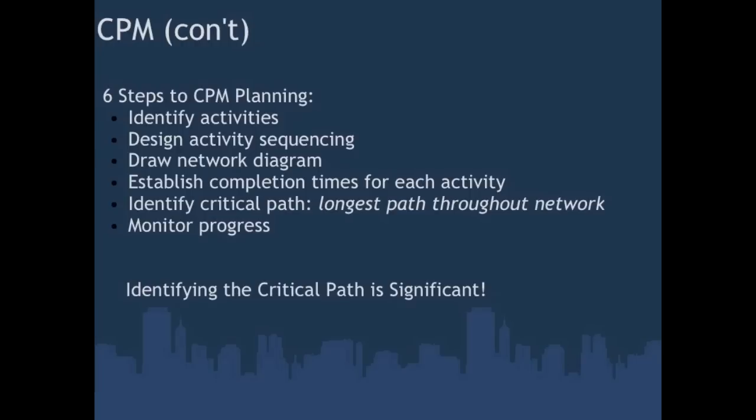Identify activities included in the project, design how the activities will occur, draw the network diagram, establish completion times for each activity, identify the critical path, which is the longest path along the network, and monitor the progress of the project. It is important to note that the critical path is significant. These are the activities that, if delayed in any way, will delay the overall completion of the project.